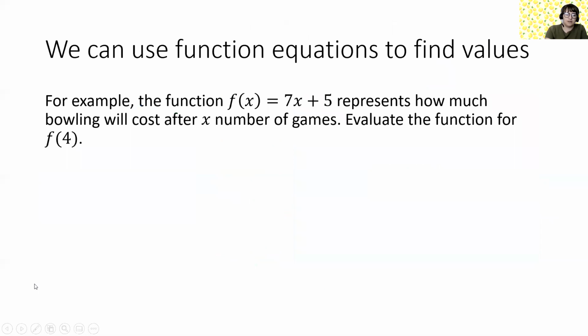Okay, so let's look at some application of what we just did. So, keep that picture in your mind of the machine. In this case, we have a function 7x plus 5, and this represents how much bowling will cost after x number of games. And then it says evaluate the function for f of 4. So what we're saying is, how much will this cost after 4 games? That's what evaluate for f of 4 means.